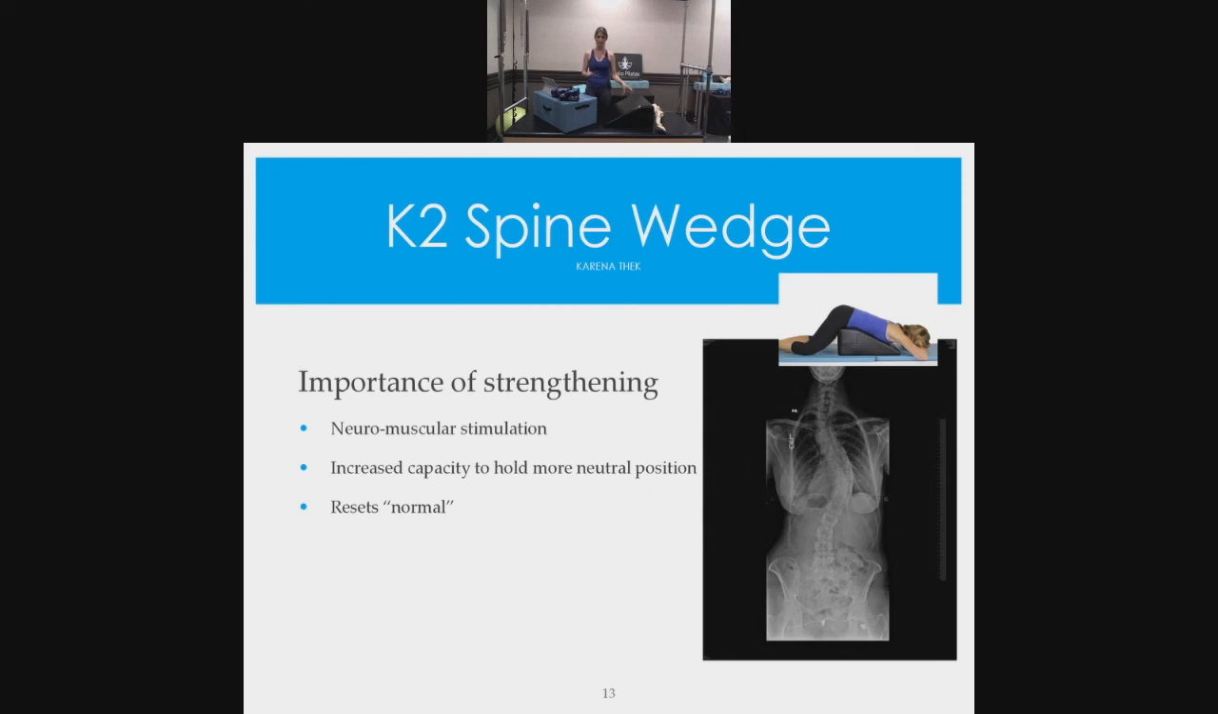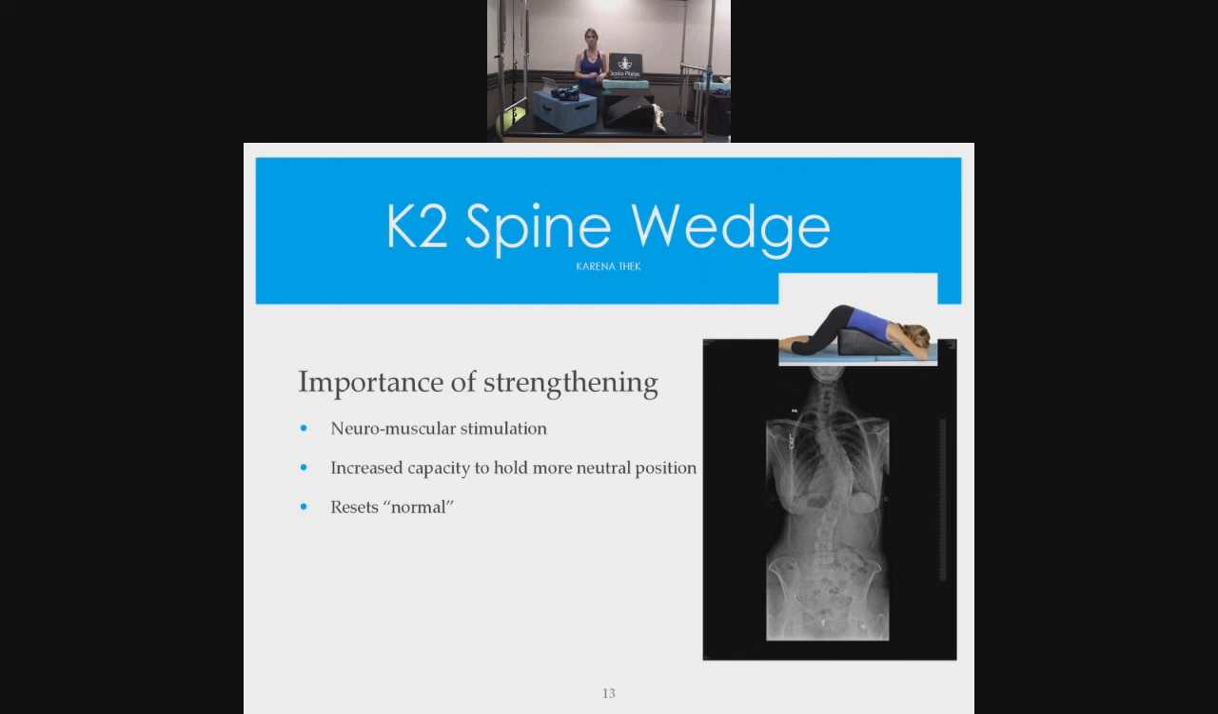So it's going to be the same on the K2. It's not just a position to relax in. There has to be something going on there to make a neuromuscular change and stimulation. And of course, it will increase your capacity to hold that more neutral position once you come out of it. So again, if I'm going to elongate, I'm going to want to do something while I'm here in order to inform my body that when I've stopped super elongating, then okay, it's going to be easier to stay here now. My body's going to have some information about how to stay here. And it starts to reset what normal is.